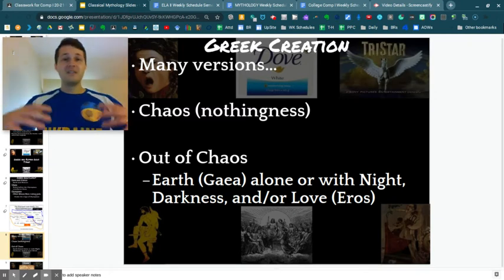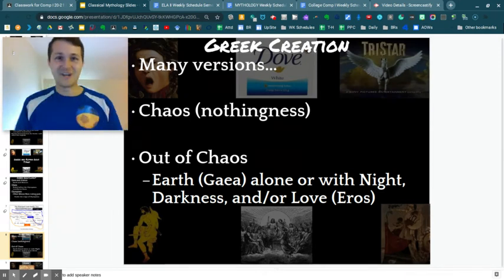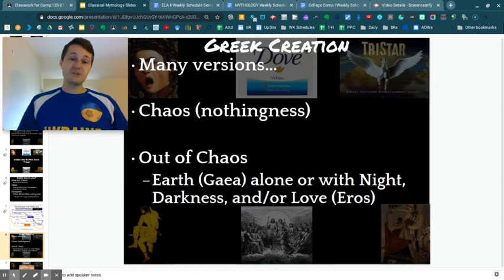Gaia is the physical embodiment of the planet Earth, but she is also the goddess of the Earth. So she always has to come out, otherwise there's no setting for the rest of these stories. Gaia comes out first. Sometimes she's alone, sometimes she brings friends. The most notable one I want to point out is love, or Eros, which most of you will know by his Roman name, Cupid. In some versions of Greek mythology, Cupid is actually one of the original gods, and that's going to come back up later. But the one that always comes out first is Gaia.